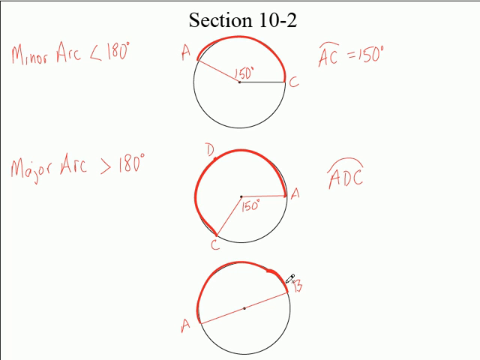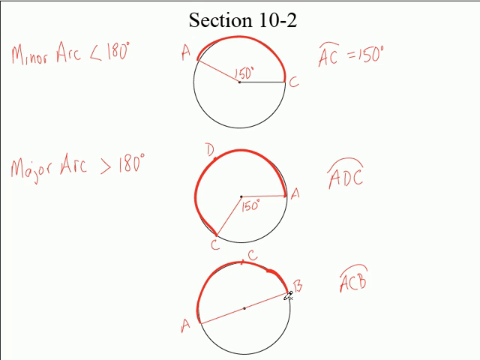If I wanted to talk about this highlighted arc right here, I couldn't just say AB, because who knows? Somebody might have thought I was talking about this one right here. So again, what do you think you need? You need another point, so we'll call that C. Now I could call this highlighted arc CB.